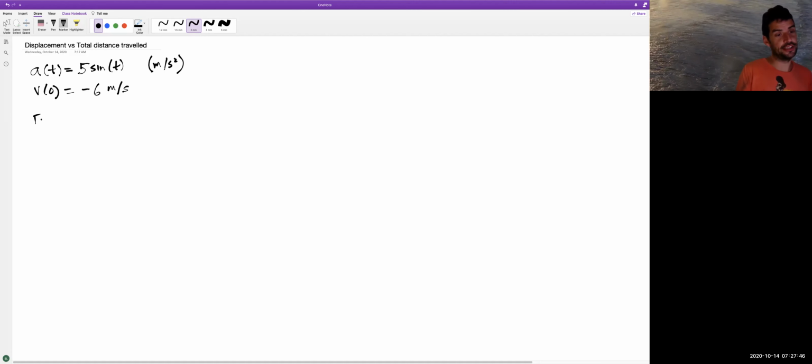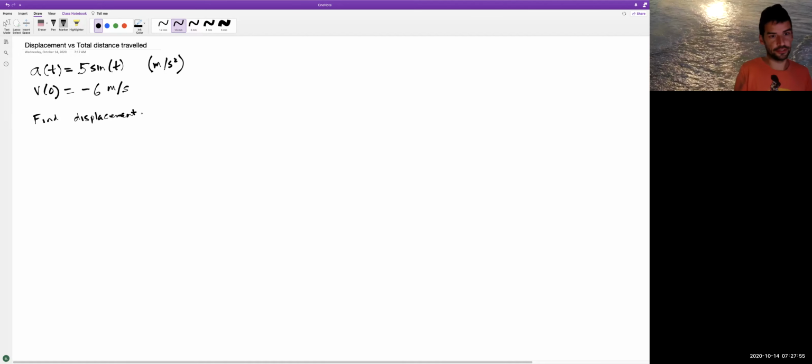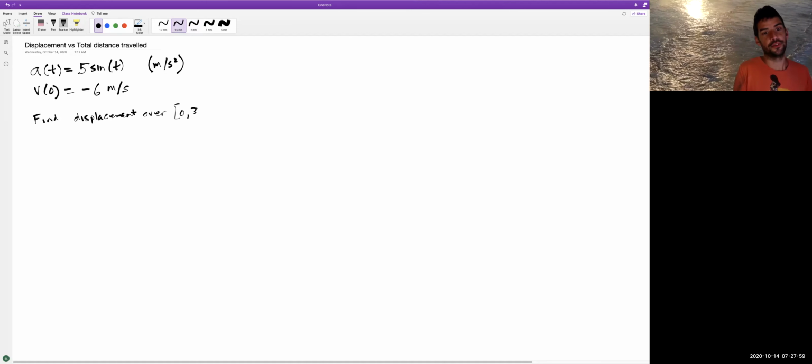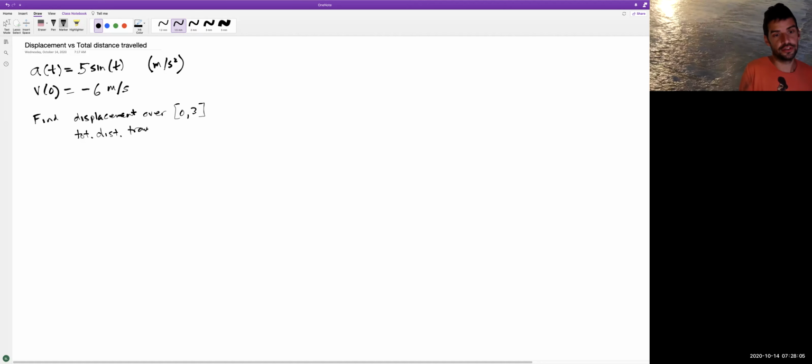Okay. And what our goal is to find, I guess I should have written this down. We want to find the displacement over the interval, maybe from 0 to 3, and also the total distance traveled over the same interval, right?